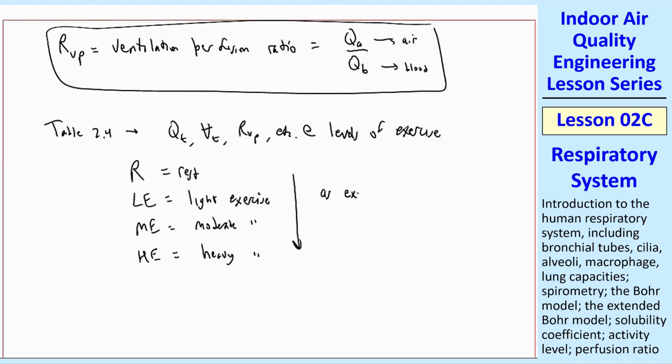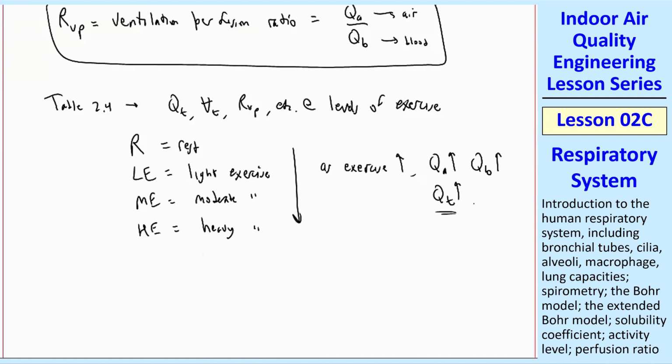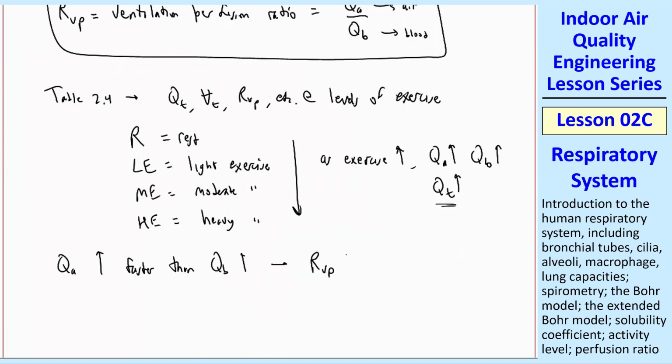As the exercise level goes up, what we find is that QA goes up, QB goes up, and QT goes up. So you're breathing in faster, more breaths per minute. QA is just a percent of QT, so that goes up, and your blood flow also goes up. As you exercise, you breathe deeper, so your volume actually increases, your heart pumps faster, you breathe in more. But it turns out that QA increases faster than QB increases. This ventilation perfusion ratio goes up by a factor of approximately 2.6 from rest to heavy exercise.